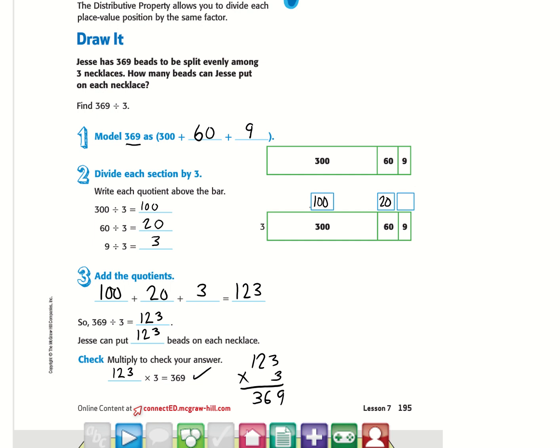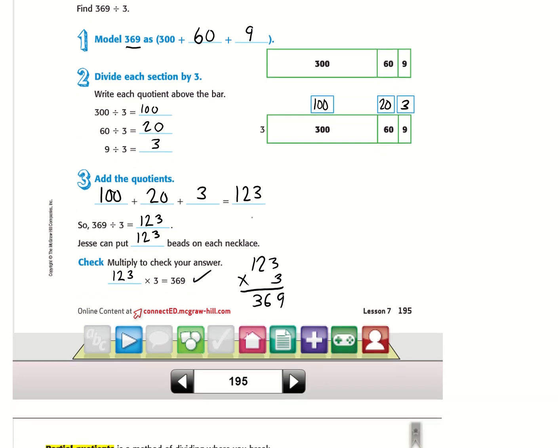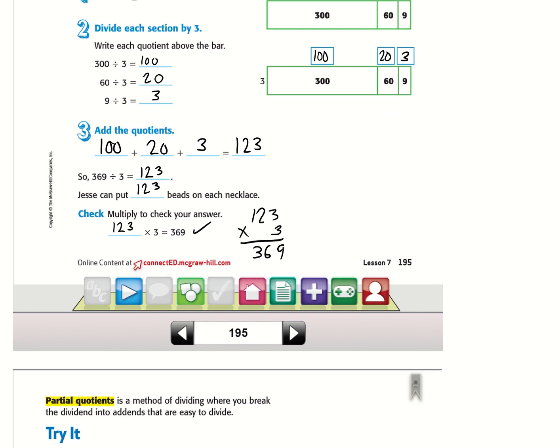So just to recap, we take 369, our dividend, we expand it, 300, 60, and 9, and we divide 300 by 3, 60 by 3, and 9 by 3, and we get our quotients. 300 divided by 3 is 100, 60 divided by 3 is 20, 9 divided by 3 is 3. We add all those together, we get 123.